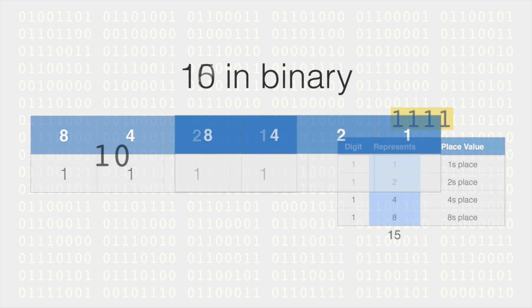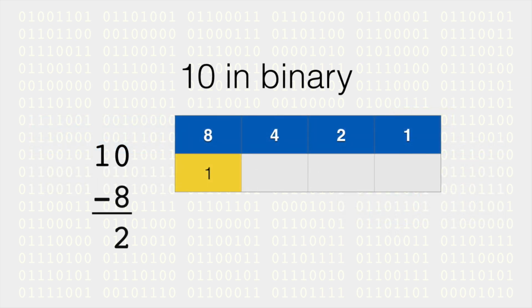We could look at this with other numbers. With 10, how many times does 8 go into it? Once, with 2 left over. Then we look at the next digit, the 4's. How many times does 4 go into 2? Well, it can't. 4 is bigger than 2, so we put a 0 there, and we pull that over.